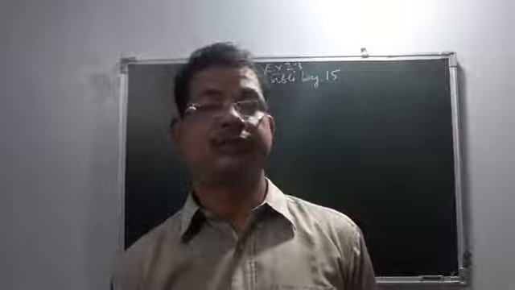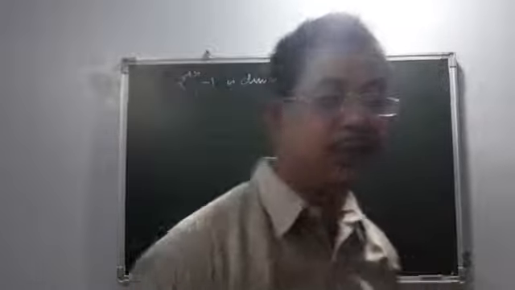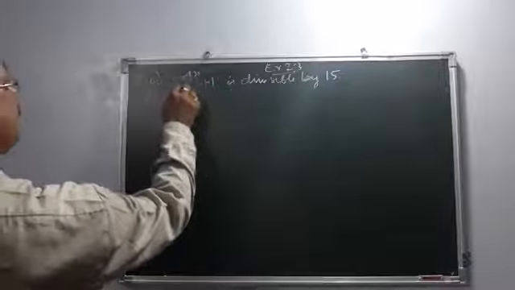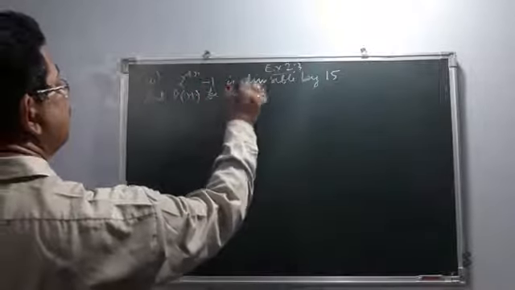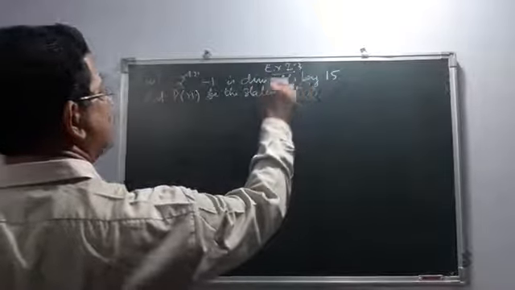Then how do we have to do the proof? Of course it is by the principle of mathematical induction. See here how to write. Let P(n) be the statement. What statement? That 2 to the power 4n minus 1 is divisible by 15. That is our statement.